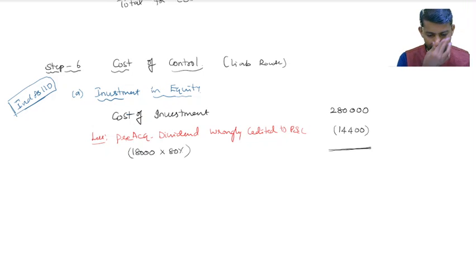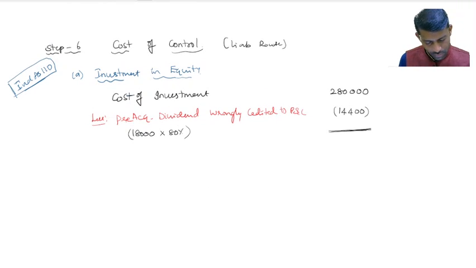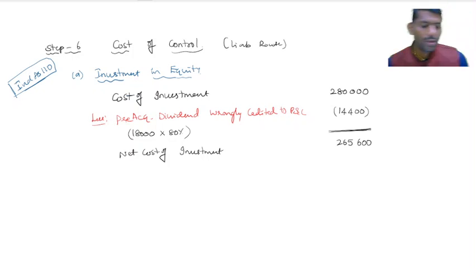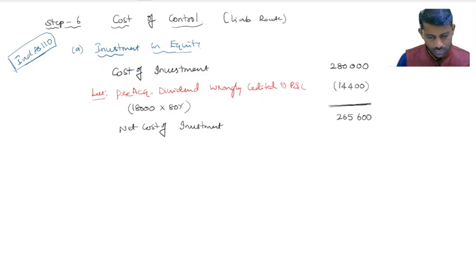Therefore, next. What's the net cost of investment? 2,65,600. Next, less share of net assets.